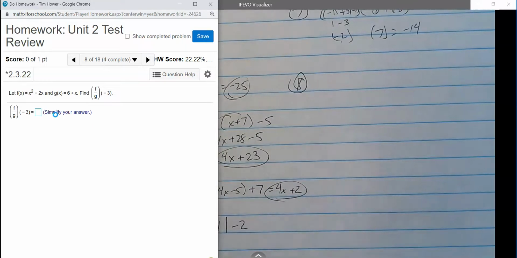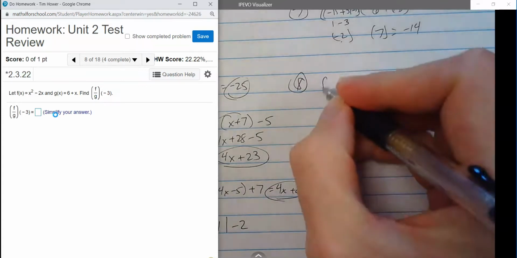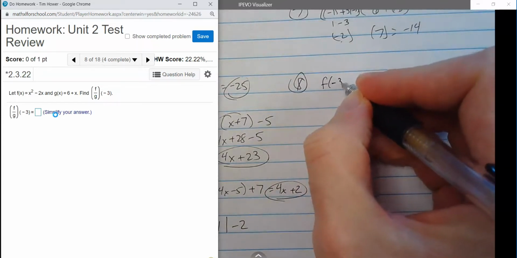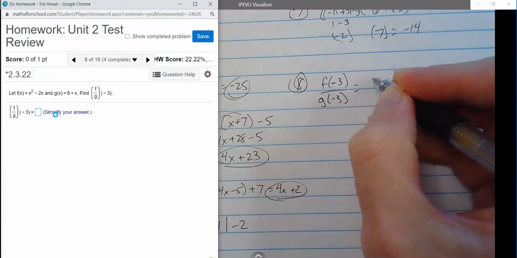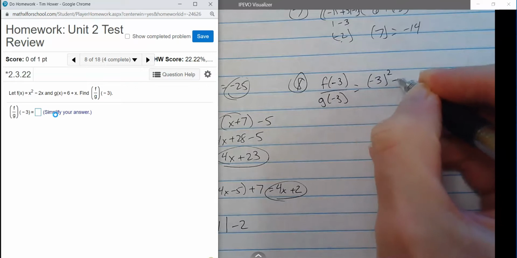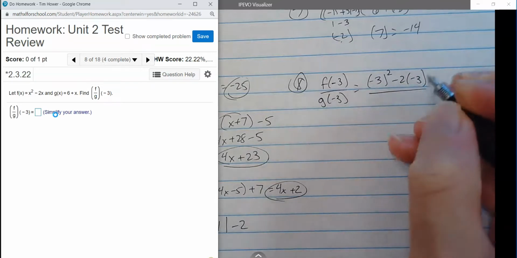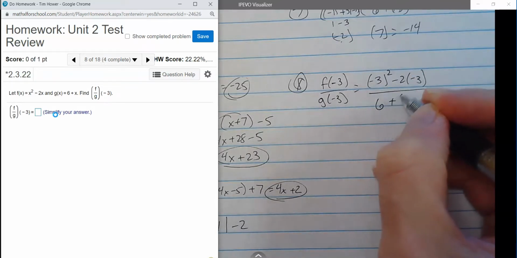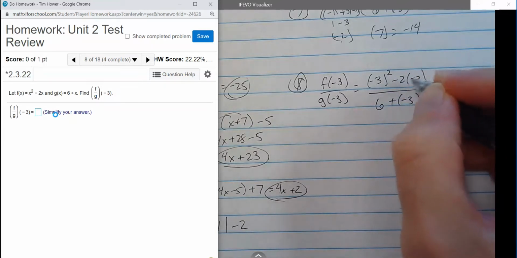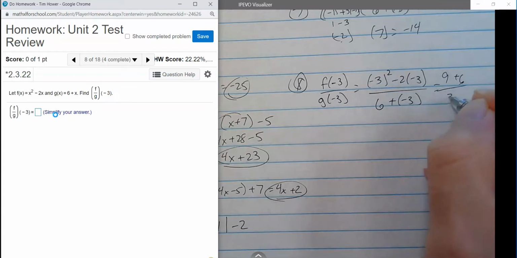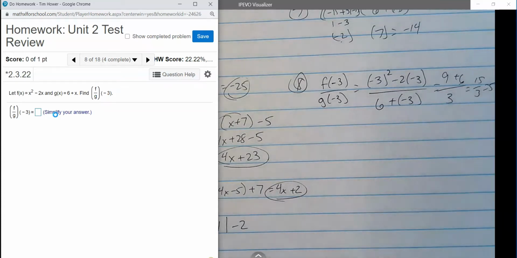And then the next question, number 8. We're going to divide them and then plug in -3. Again, you could just plug in -3 first and then divide them. So f of -3 on top, g of -3 on bottom. So f of -3 would be -3 squared minus 2 times -3. On bottom, 6 plus -3, 9. And this would be plus 6 over 3. So it'd be 15 over 3, or just 5.